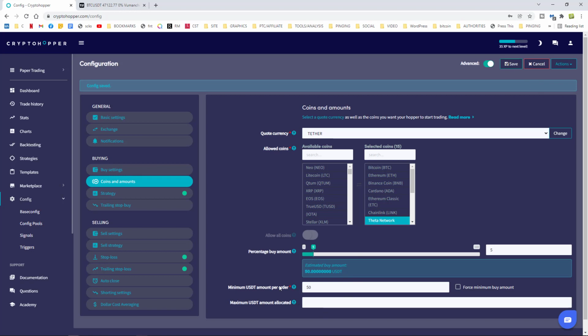So let's keep it at that for now, and let's choose our coins. Up to you what you choose, of course. I've got 15.